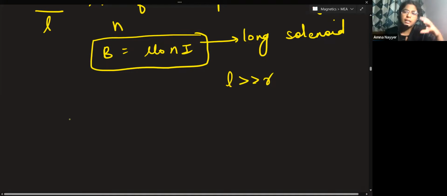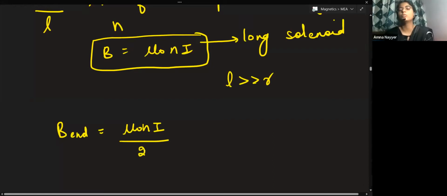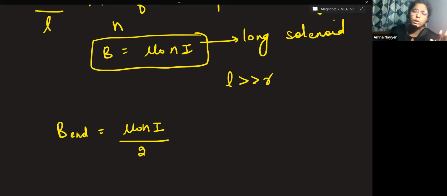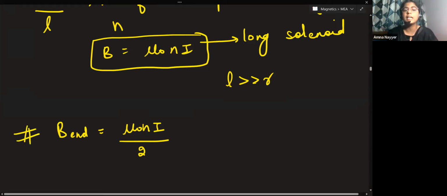And remember, at the ends of the solenoid, the field is mu naught n I divided by 2. The derivation at the ends you don't need to learn, and even questions on the ends do not come in the exam. But just for your knowledge, in case it comes, keep in mind that at the ends of a long solenoid, it is mu naught n I divided by 2.